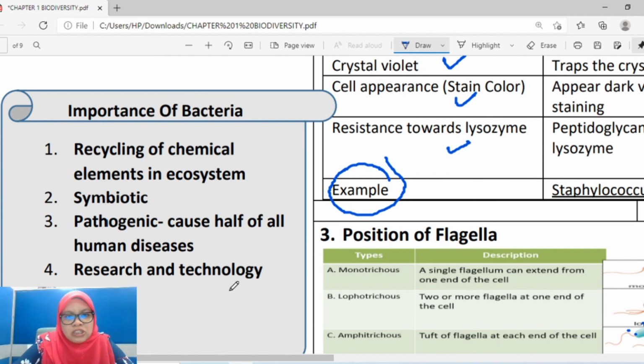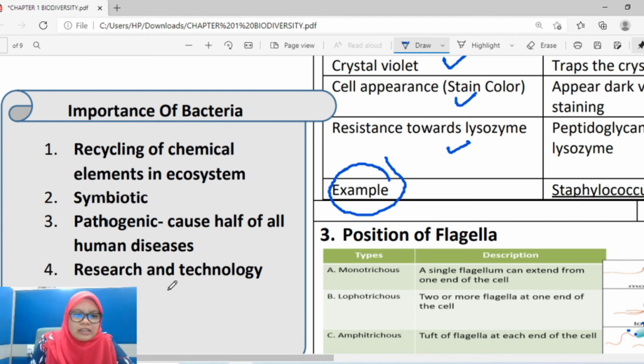And then pathogenic, of course, okay, most of bacteria is a pathogen. Maksudnya dia boleh menyebabkan harmful, dia boleh menyebabkan disease. For example, kalau the bacteria is syphilis, okay, dia boleh menyebabkan penyakit syphilis lah, Corella, and then bacteria rubella. So the bacteria can cause harmful to human and will cause disease lah.